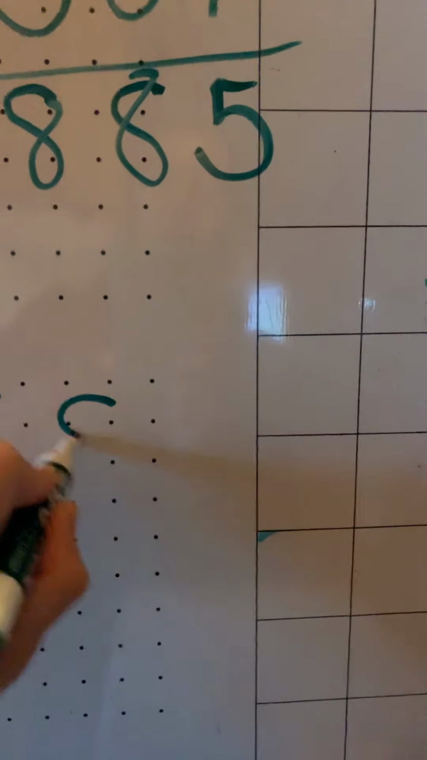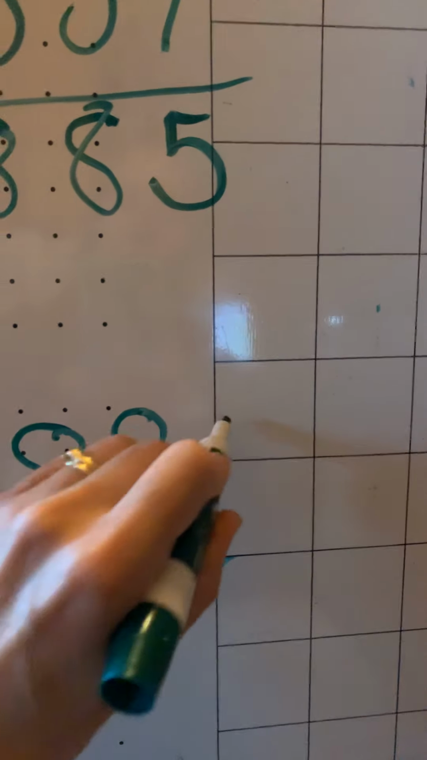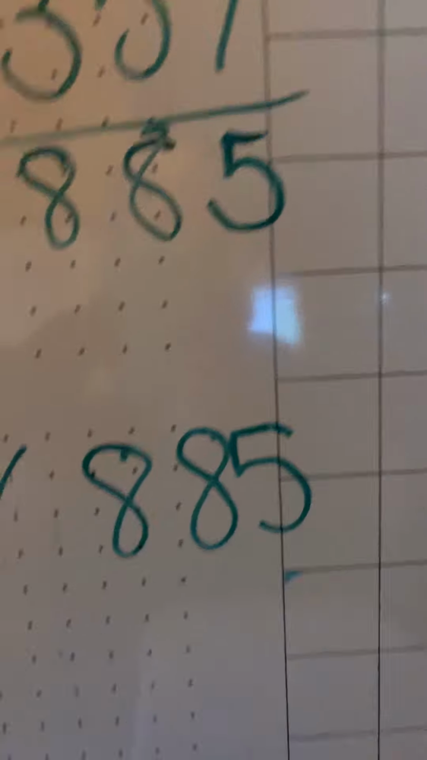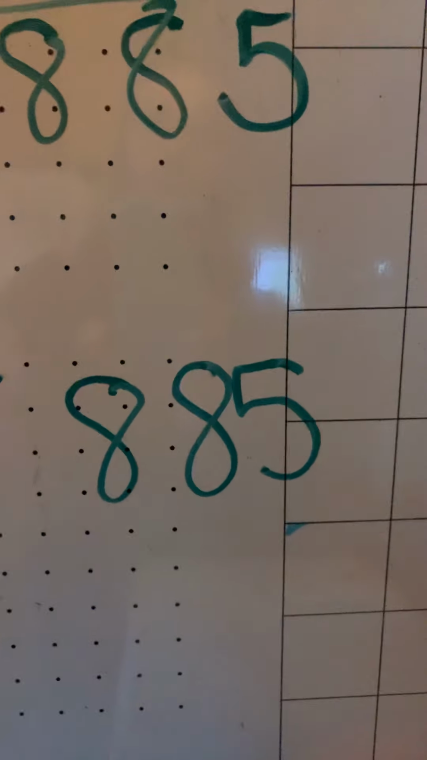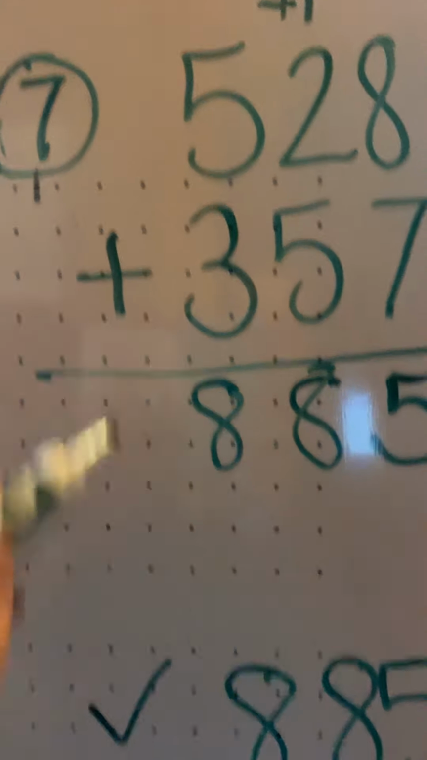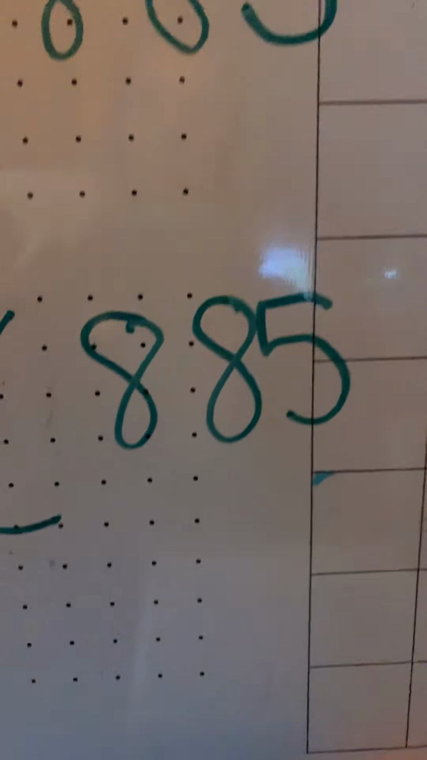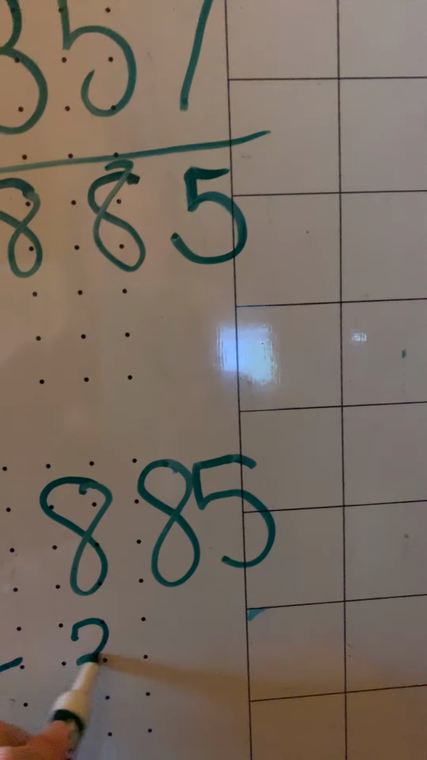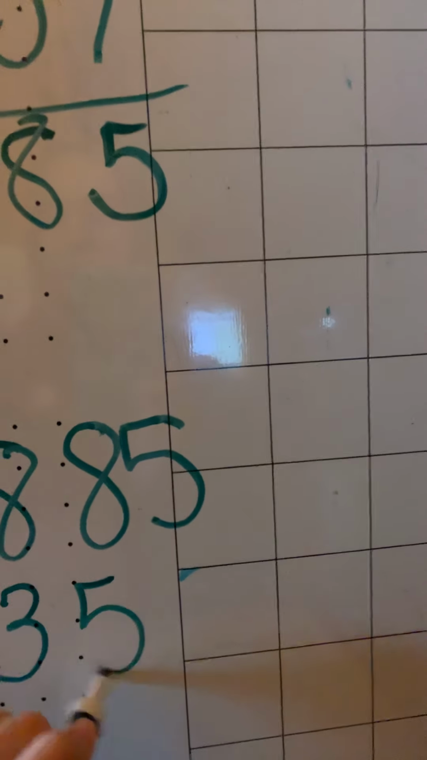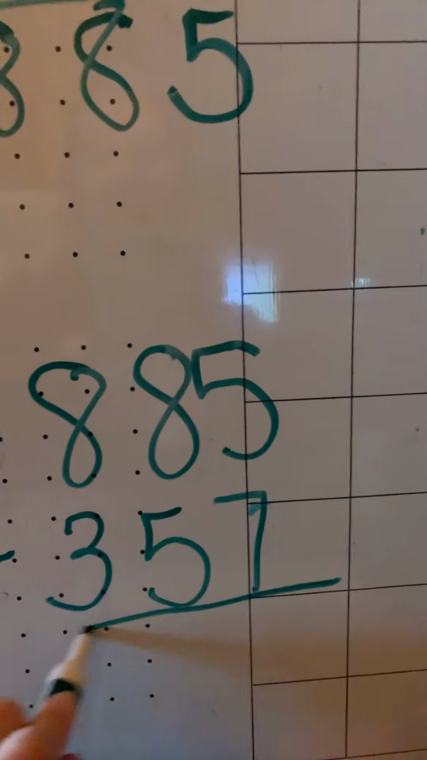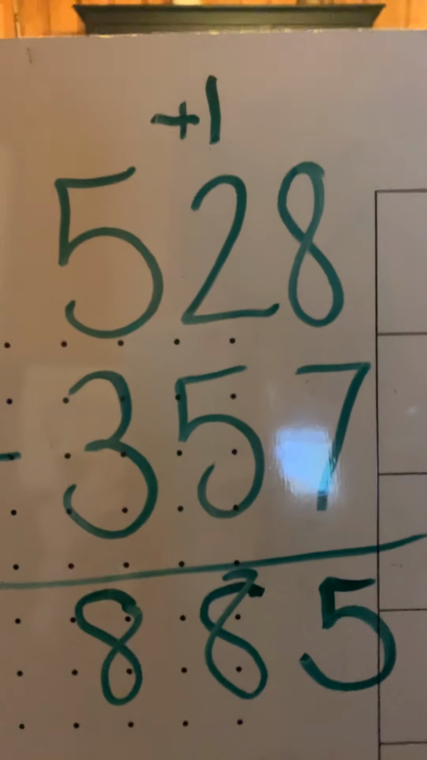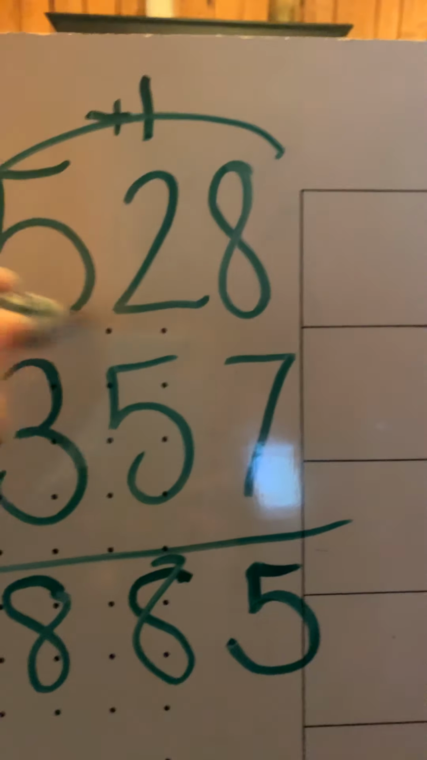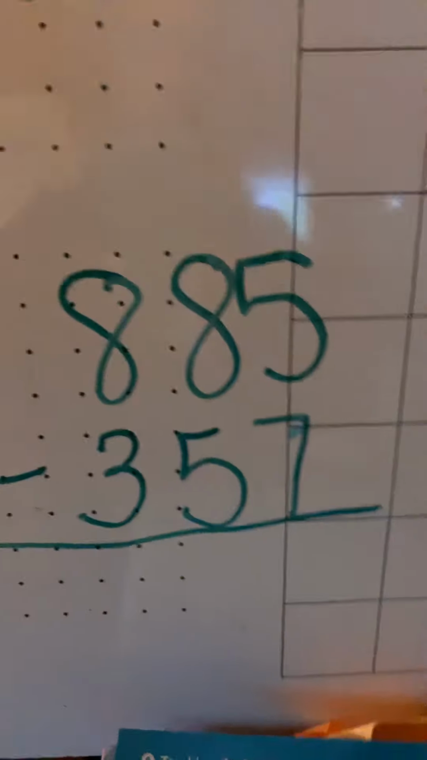So now we're going to check it by doing the opposite operation. 885. What's the opposite of adding? Yes, subtract. And now we're going to subtract the middle number. That's one of the partners. 357. And we're going to see if we get the other partner, which is 528.